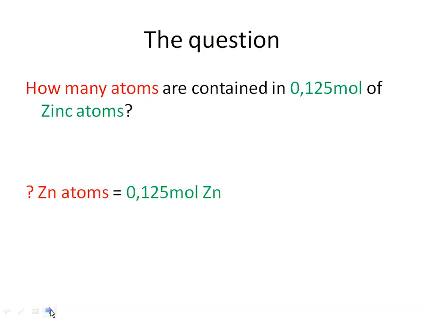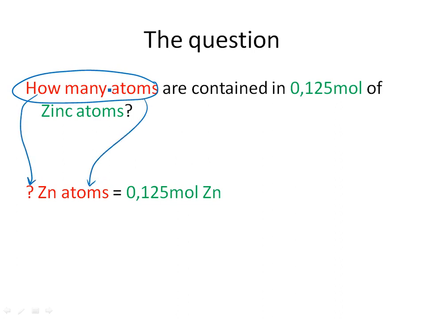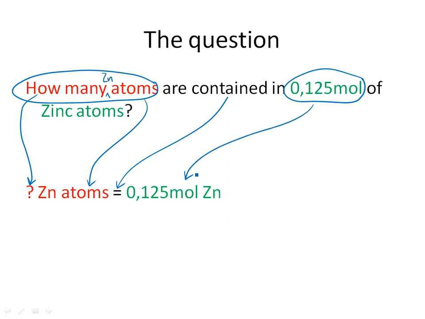Let's write our question in equation form. How many atoms can be written as question mark, how many atoms, to be exact, how many zinc atoms, so question mark zinc atoms. How many zinc atoms are contained in, we can write as equals 0,125 moles of zinc. Now that we have our question in a mathematical form, we can start to try to find an answer to it.